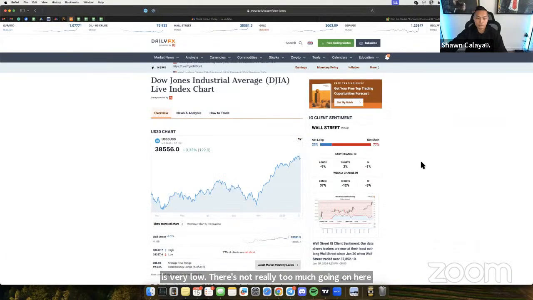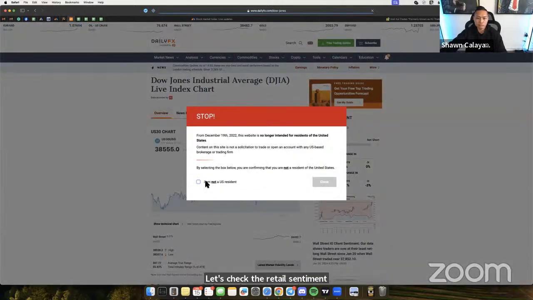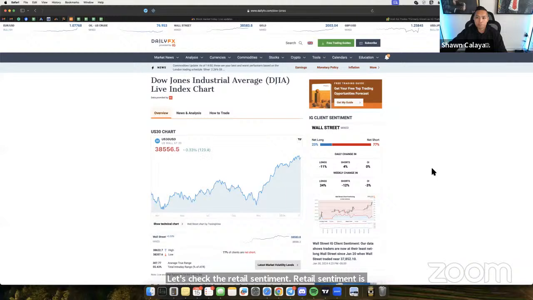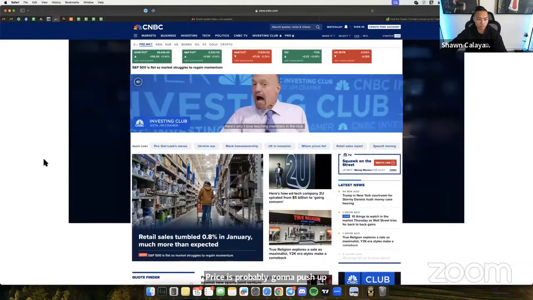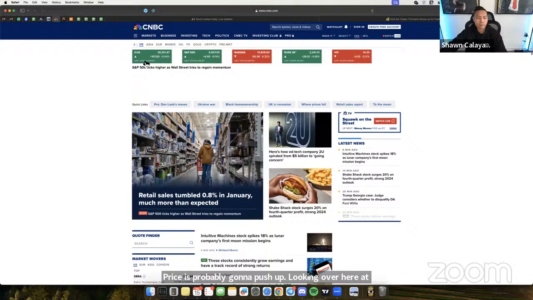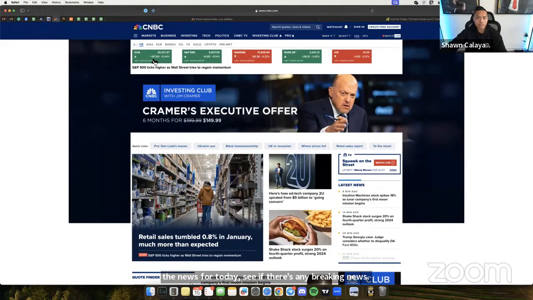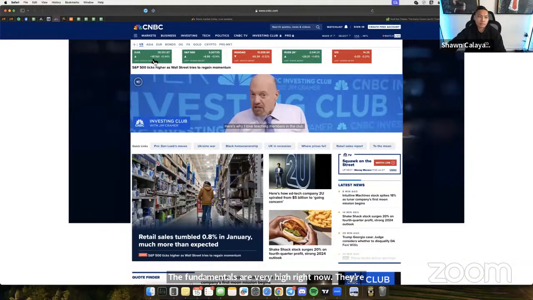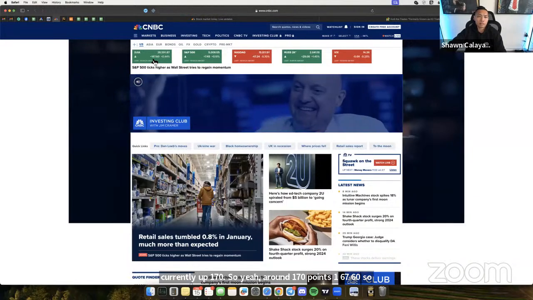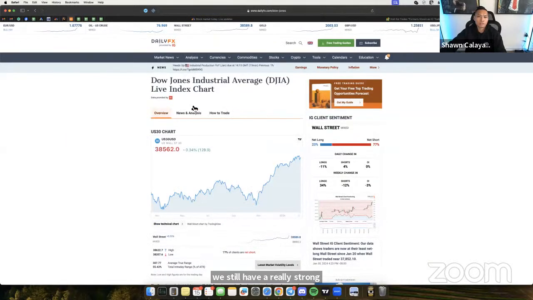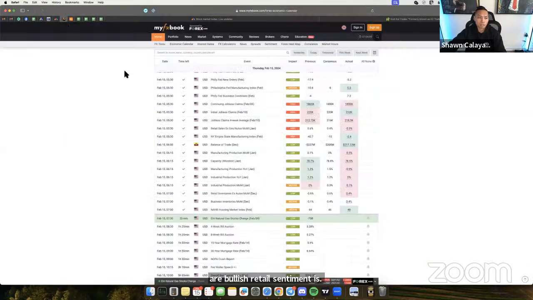Let's check the retail sentiment. Retail sentiment is still very high on the sell side. So long-term price is probably going to push up. I don't know if it'll happen right now, but long-term price is probably going to push up. Looking over here at the news for today, to see if there's any breaking news. The fundamentals are very high right now. They're currently up around 170 points, 167.60. So we still have a really strong bullish bias. Fundamentals are bullish. Retail sentiment is bullish. There's no other news today aside from the 7:30 gas stock change, which is kind of flat. It's not high impact or low impact, it's just neutral.